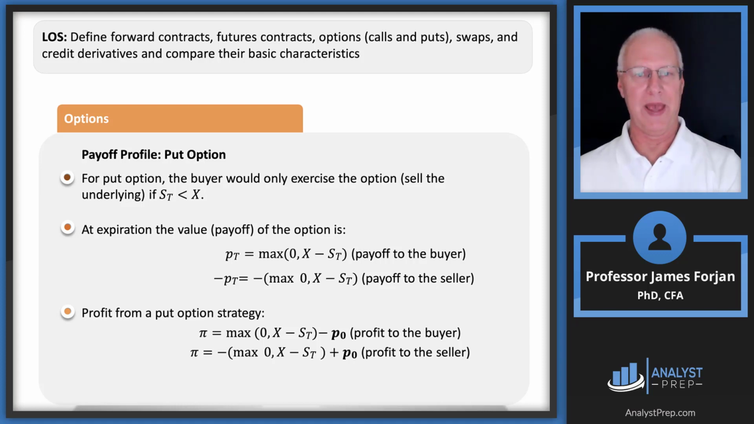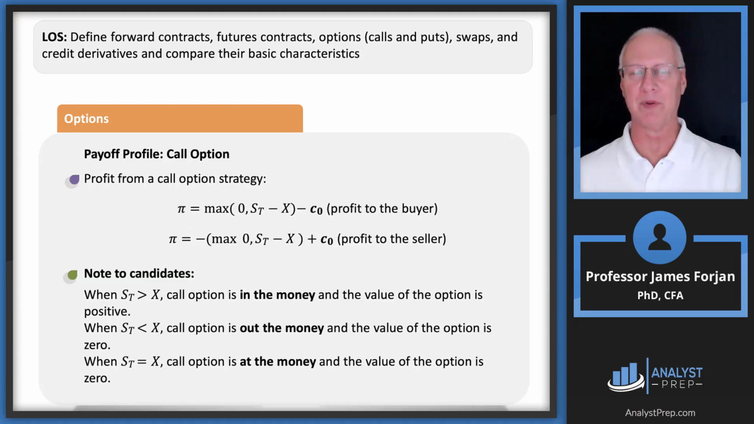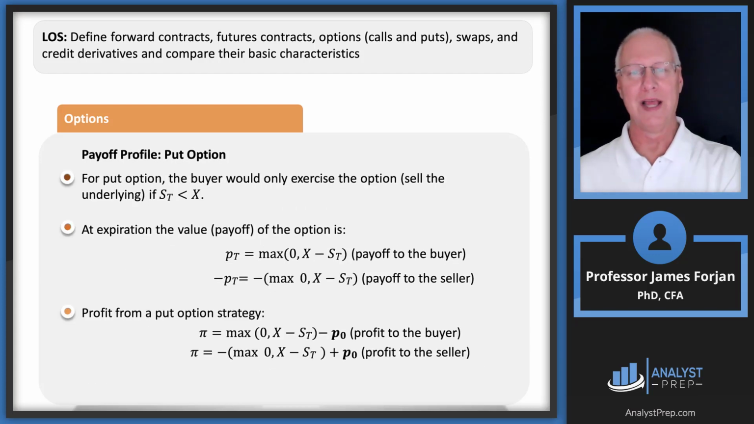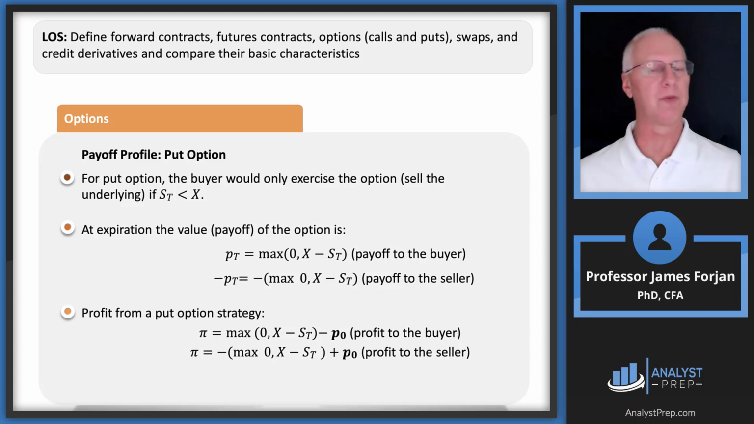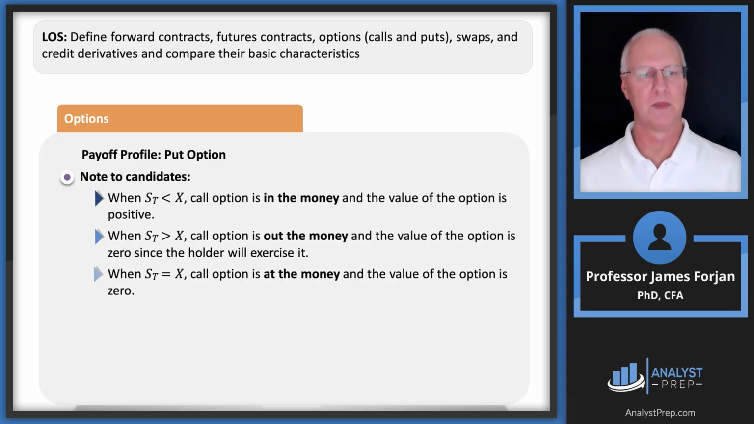So notice the payoffs there to the buyer and the seller are just the exact opposite. Let me go back here, right? They're just the exact opposite. Instead of stock price minus exercise price for the call, it's now exercise price minus the stock price for the put. And then the profit, we subtract out the option premium as well. So here's an example of in and out and at the money, and it's just the opposite of a call option.